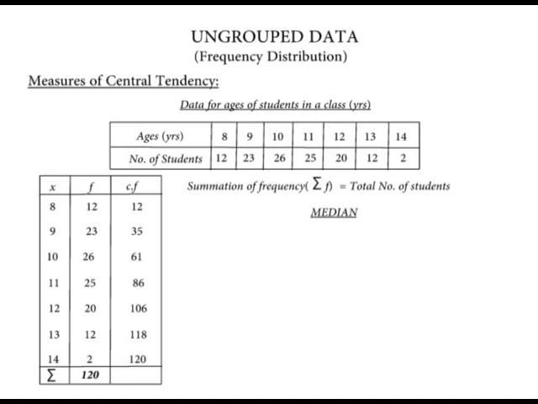We know the median is the middle value. There are 120 observations. Being that it is an even number, it means there are two values in the middle. That is observation 60 and 61.